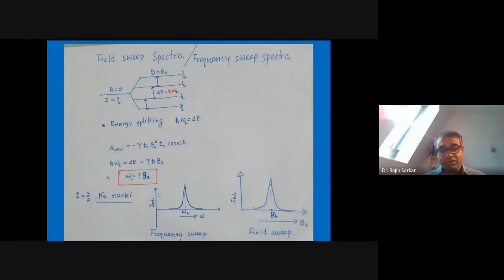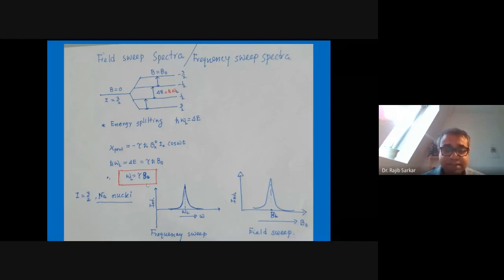this resonance condition. One is called the frequency sweep experiment, and the other one is called the field sweep experiment. In general, those who are doing chemistry are essentially doing frequency sweep. But those who are really dealing with a very broad line, or where the internal magnetic field is very strong, have to use a kind of field sweep NMR. So there are two ways you can do it: either frequency sweep or field sweep.